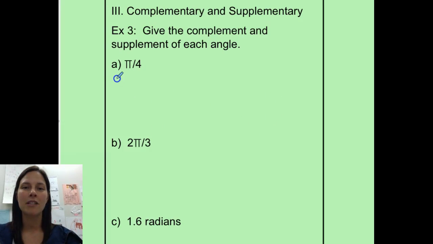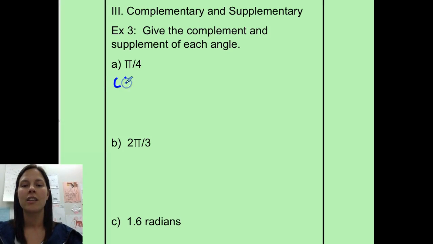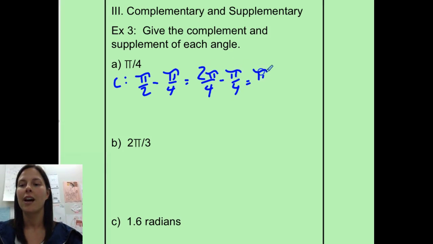Even more fun, complementary and supplementary in radians. Complementary in degrees is 90 degrees, which is equal to pi over 2 radians. So we'll subtract off our pi over 4 radians, and as we all know, in order to subtract fractions, we need a common denominator. So I'm going to multiply that pi over 2 by 2 over 2 in order to get a common denominator with my pi over 4, and we get a complementary angle of pi over 4 radians.